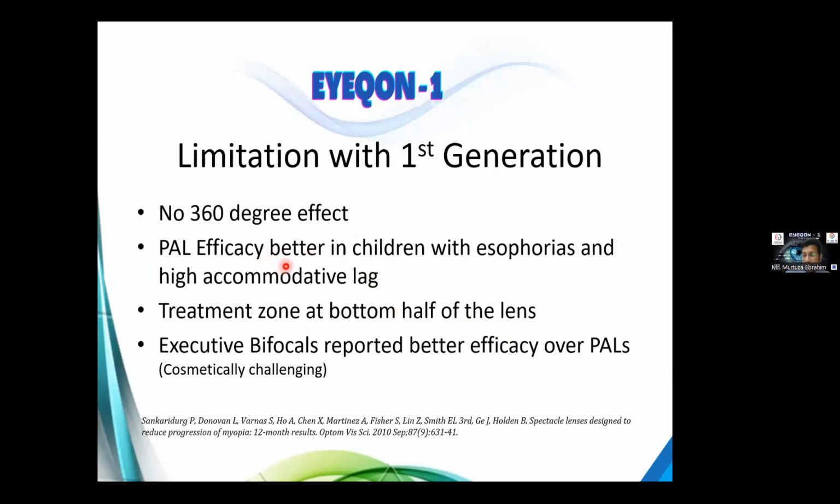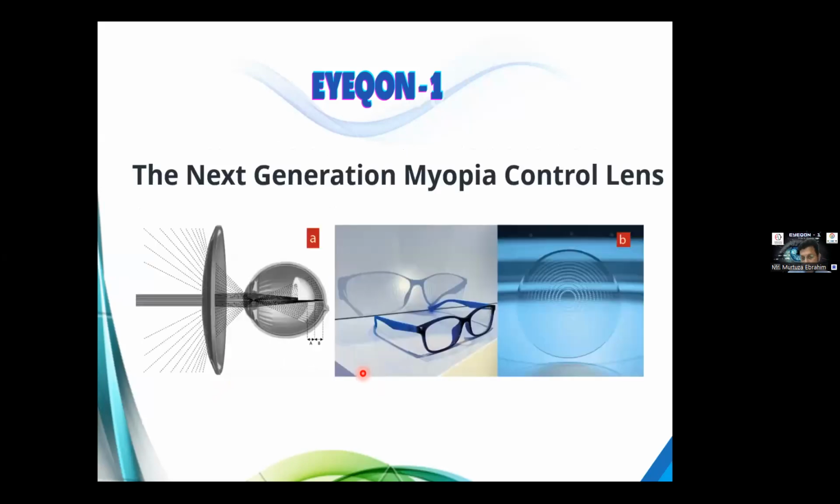PAL efficacy was better in children with esophoria and high accommodative lag, but when compared to progressives, executive bifocals were reported to have better efficacy. But again, with the executive bifocal, there were some cosmetic challenges reported by parents in adapting to that particular modality. So the first generation was introduced long back, but there was always an improvement needed, and then the next generation of myopia control lenses stepped in.